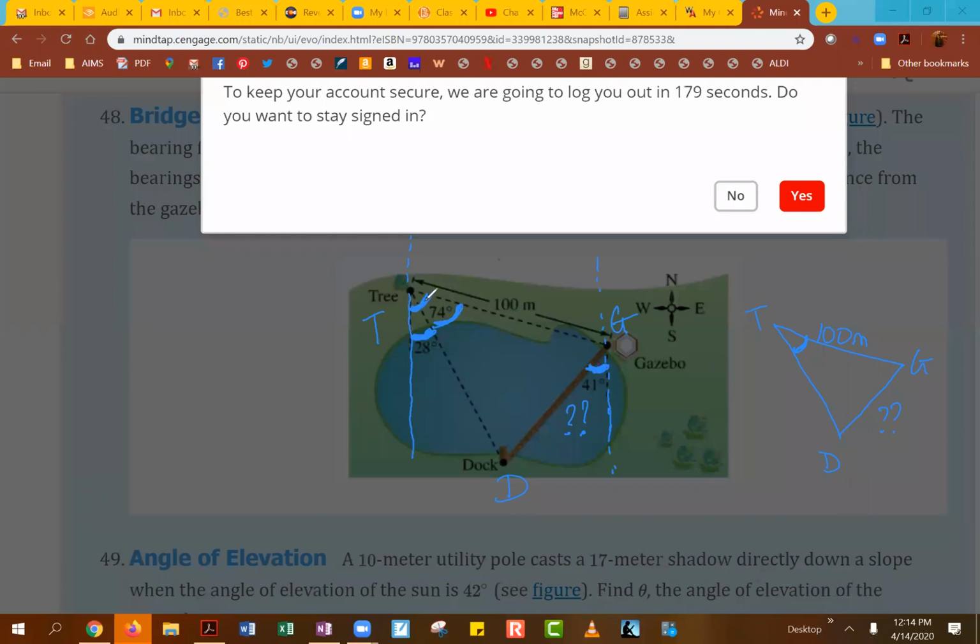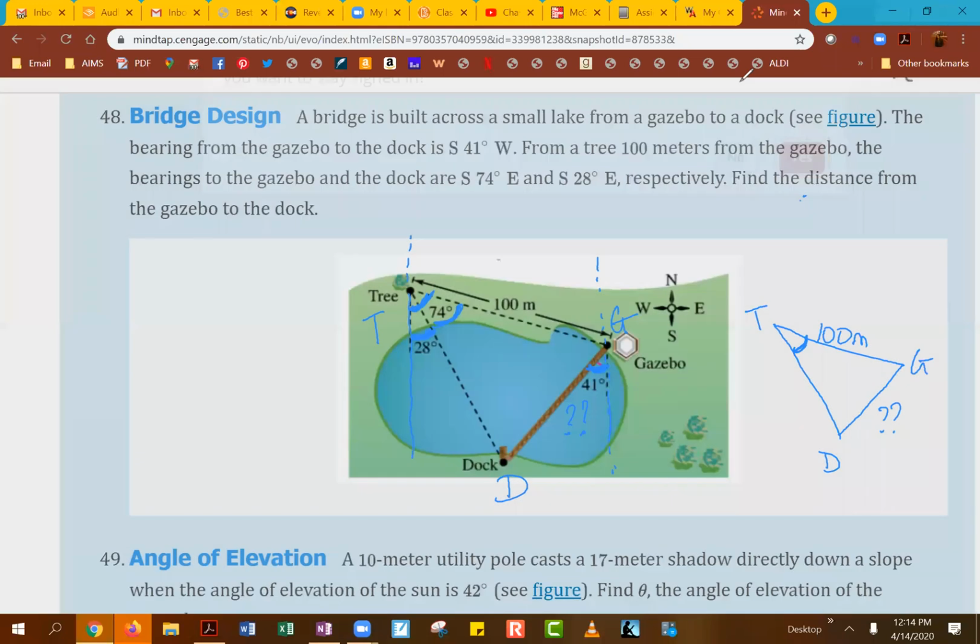So the bigger angle, oh, hold on a second. What the heck? Yeah, it's trying to kick me out of the textbook. It's like you've been here too long.